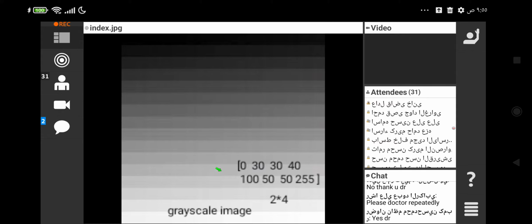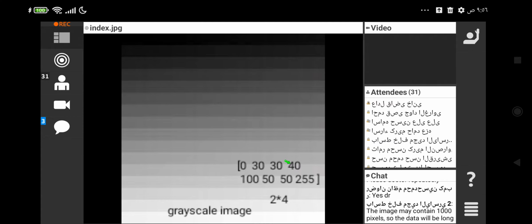1, 2, 3, 4, 8 pixels. So we have 8 pixels, and these are, for example, the values 0, 30, 34. This 0 is black, this 255 is white, and this is 100. These are gray values. Okay, you understand? Yes, the image has many more pixels. 1,000 is very little.